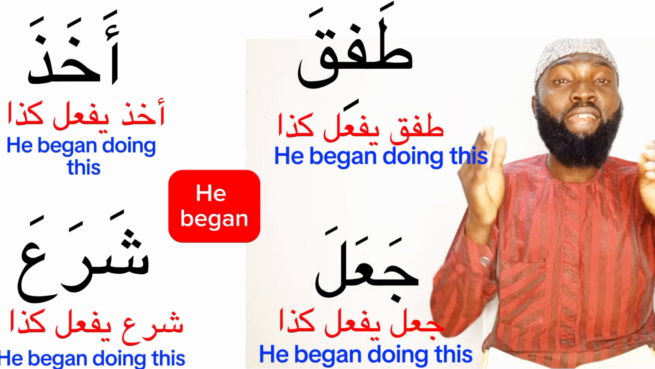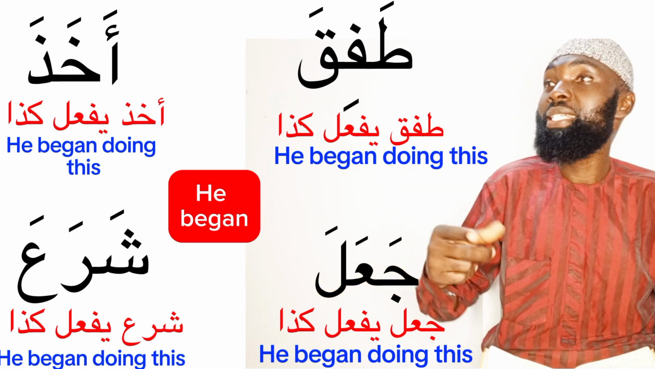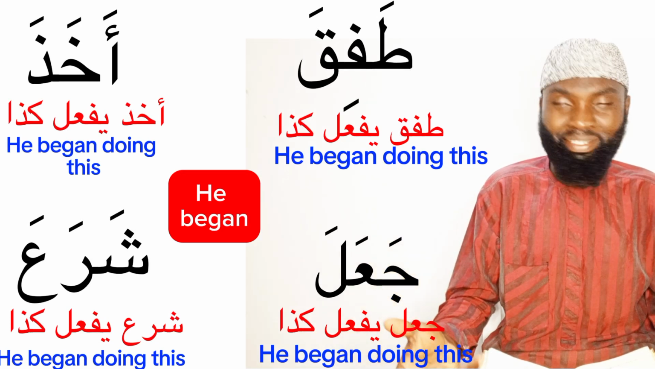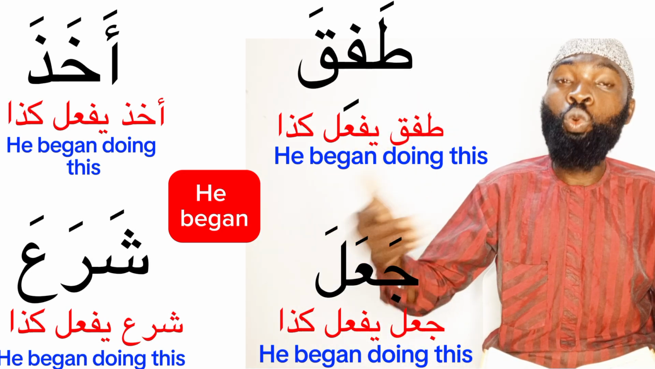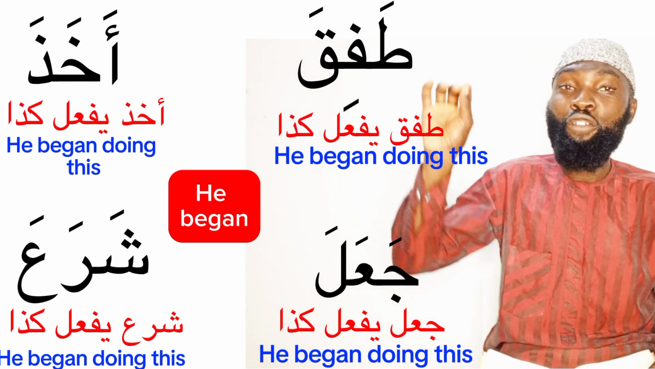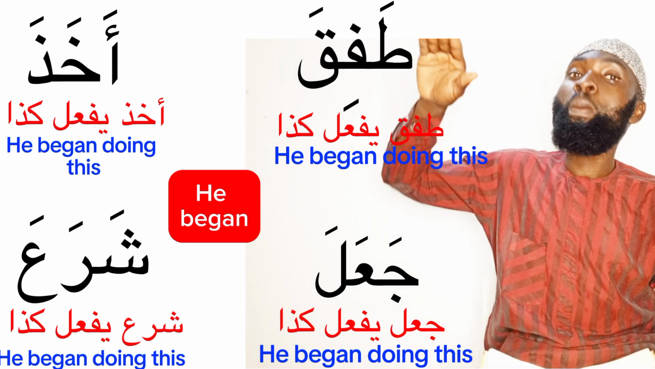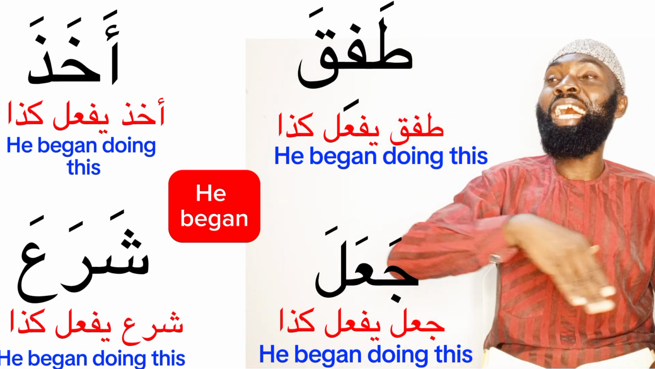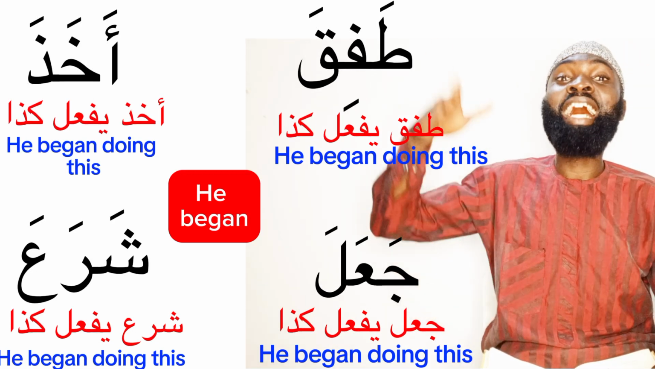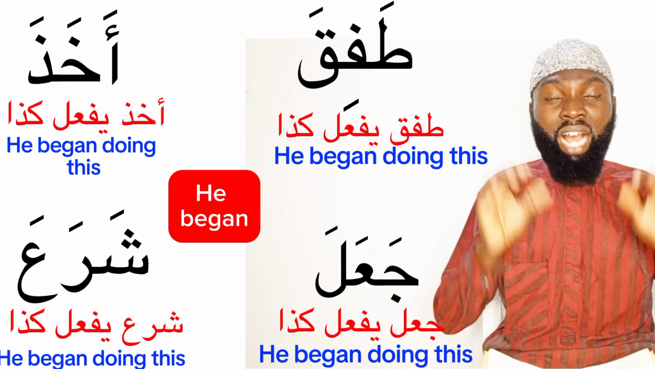And we can also attach the pronouns to these words. If you mean a single person, you simply say tafiqa ya'kulu. He began to eat. Do you understand? Ja'alu ya'kulun. They began to eat. So if it is a single person, it is simply tafiqa, he. Tafiqu, they. Tafiqa, both of them. The same thing for ja'ala. He began. Ja'alu, they began. Ja'ala, two of them began. The same for shara'a and the same for akhadha.